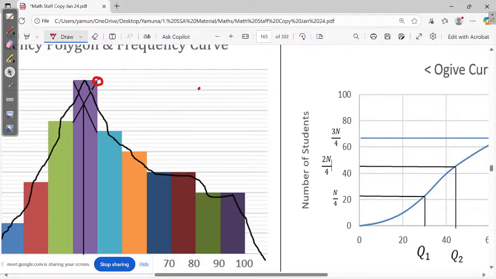This point you have to make a note of, and this point. Please make some markings.